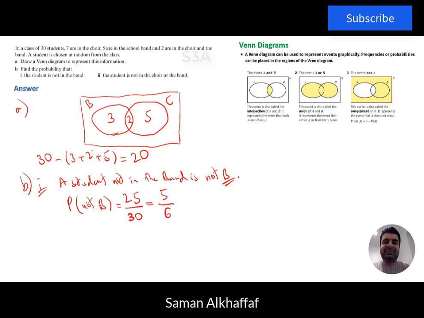Now for part double I, we have the student is not in the choir or the band. So in this scenario the probability of student not in choir or band will be represented in the form of 20 over 30, and that will be equivalent to 2 over 3. So this will be our answer for part double I.